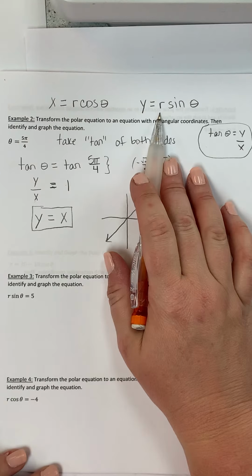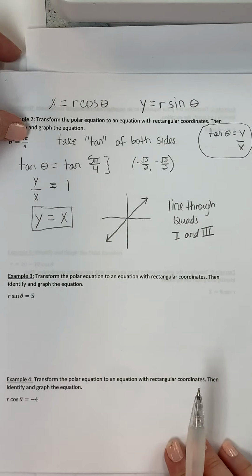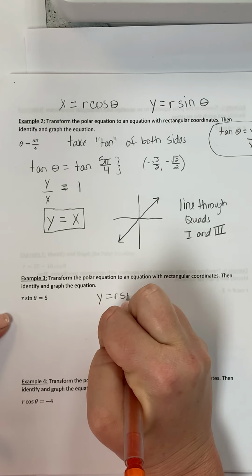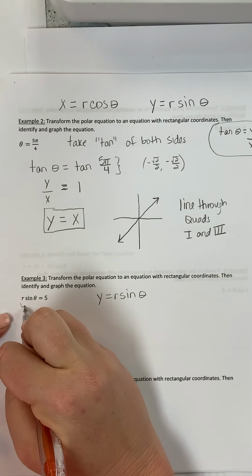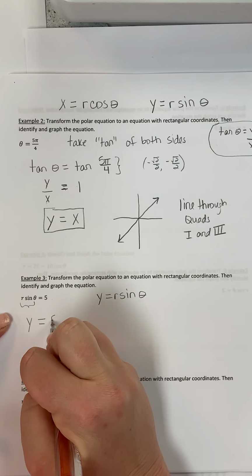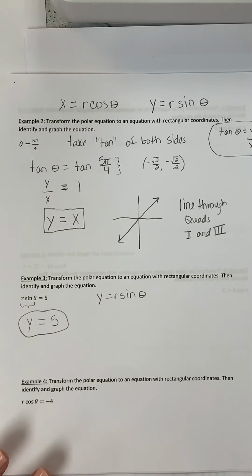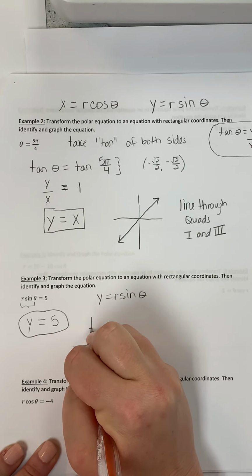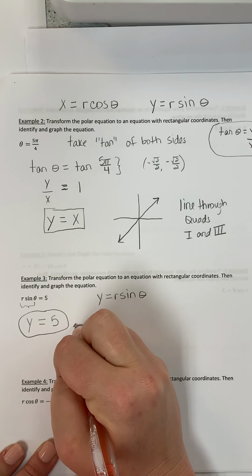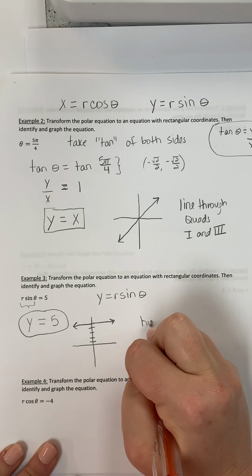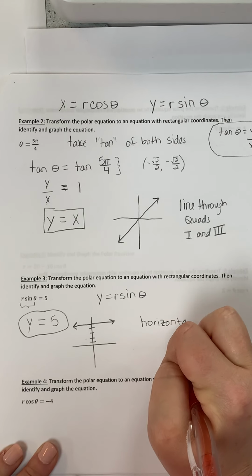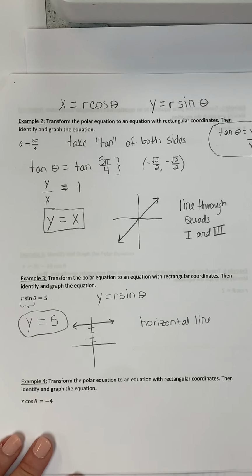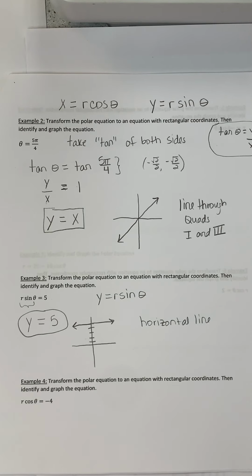All right, well, we have r sine theta equals 5. Well, we just said, what does r sine theta equal? Y. So, because y equals r sine theta, I'm just going to substitute that for y. There's our equation. And what does y equals 5 look like? That's a horizontal line. There you go. You identified it and you graphed it. Perfect.